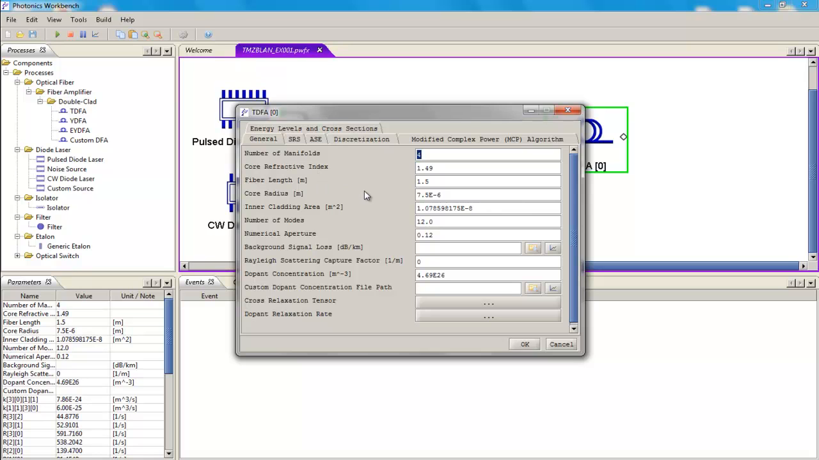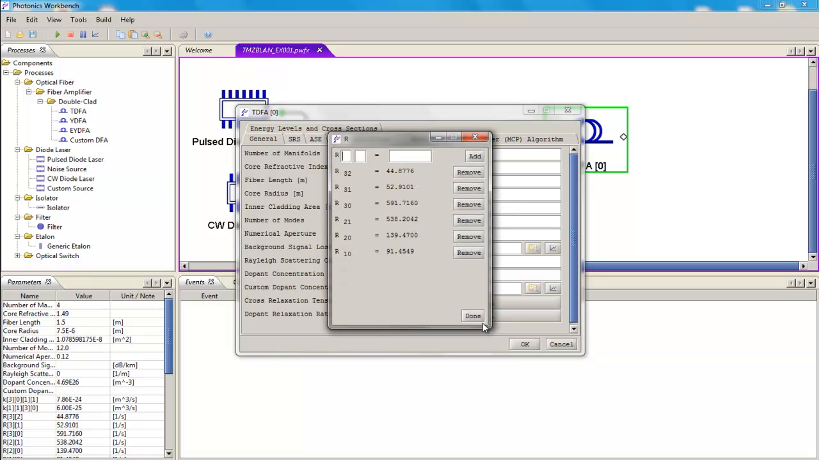To configure the radiative and non-radiative relaxation rates, switch to the General tab in the dialog and click on the corresponding button with 3 dots. Relaxation rate is configured in the dialog by identifying the upper and lower energy level pair and setting the rate with unit of 1 per second. This rate is the sum of all rates associated with these two energy levels.